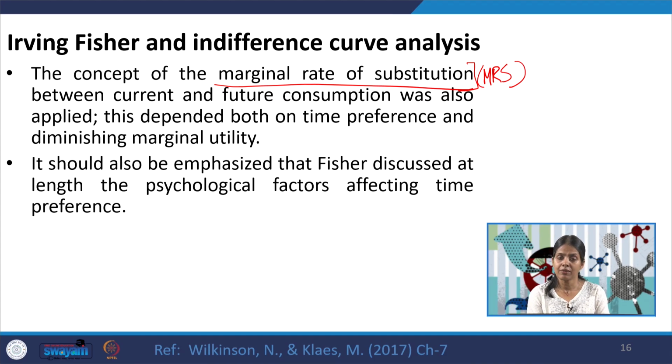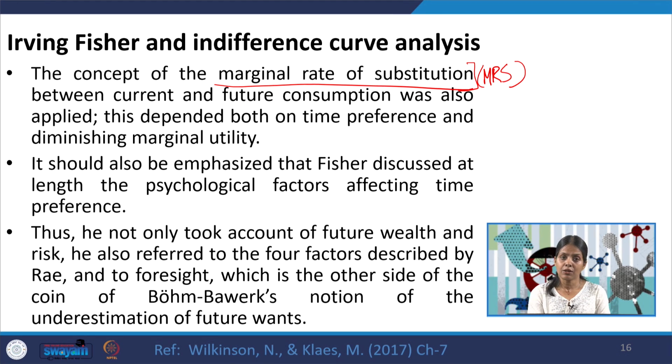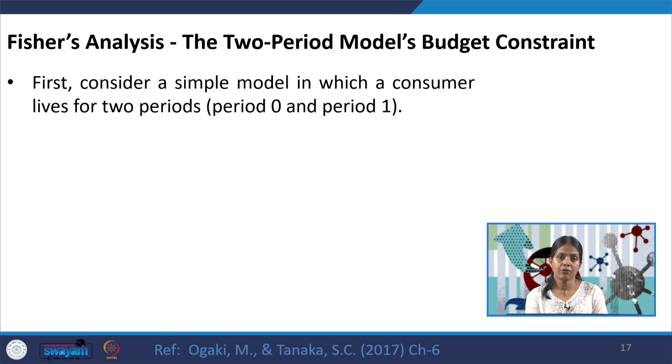It should also be emphasized that Fisher discussed at length the psychological factors affecting time preference. Thus, he not only took account of future wealth and risk, he also referred to the 4 factors described by Rae and to foresight, which is the other side of the coin of Böhm-Bawerk's notion of the underestimation of future wants. Now, we consider first of all, under Fisher's analysis, the 2 period model's budget constraint.